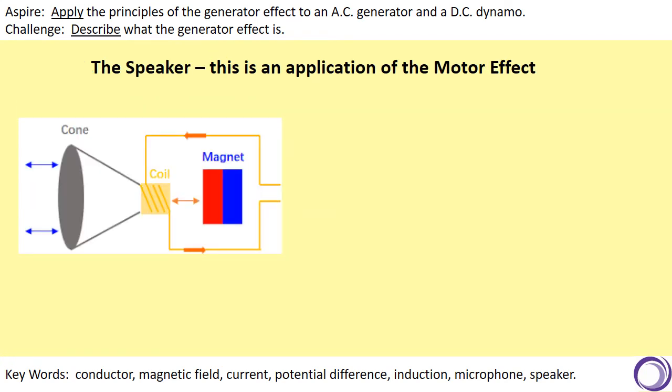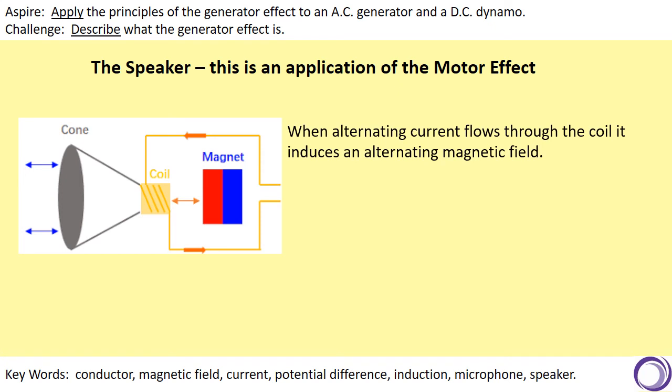Now the speaker next, this is an application of the motor effect. So not of the generator effect, but the motor effect. So here we're looking at movement, but the principle's exactly the same. Got a magnet, coil of wire, and this time we've got a cone. Almost identical apart from its size to the loudspeaker.